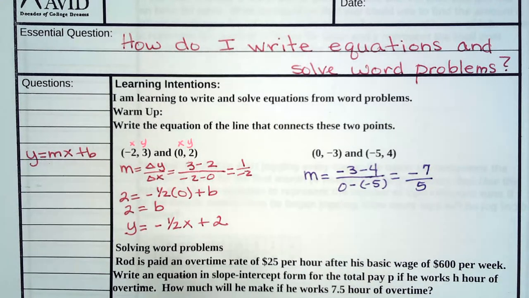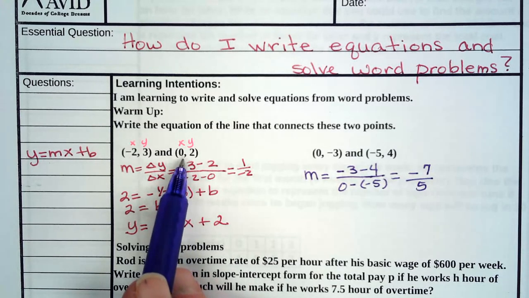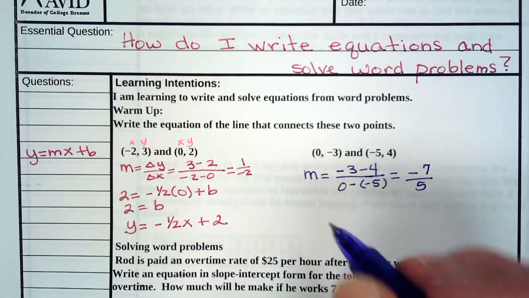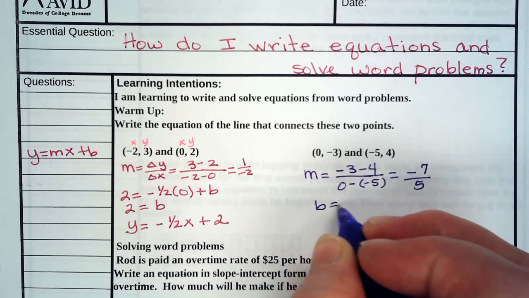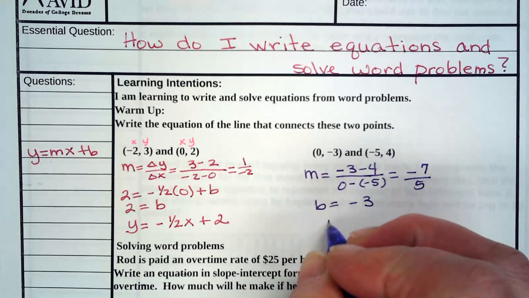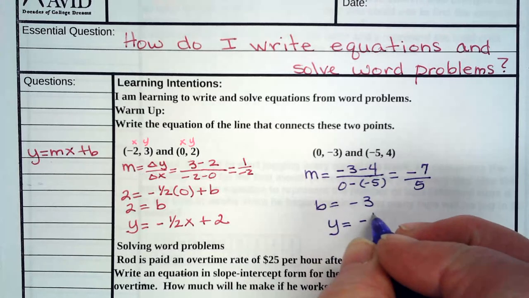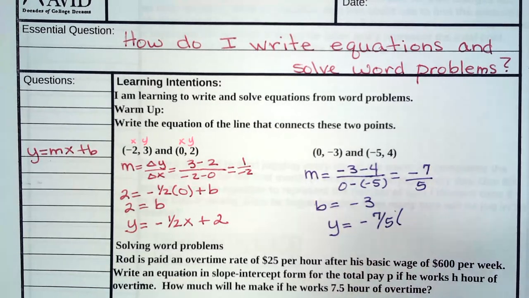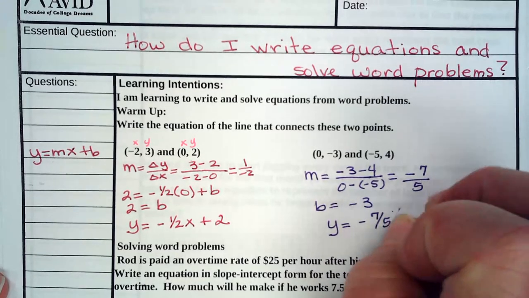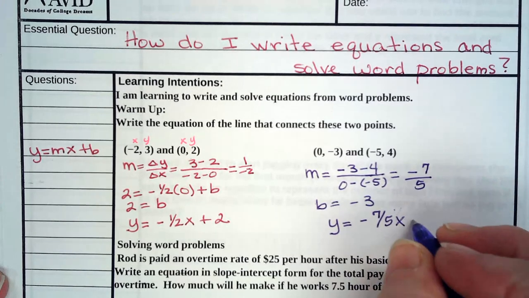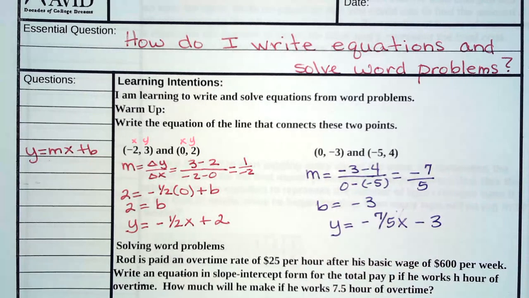Now, do you remember what happened when x was 0 here? Well, we've got x is 0 here, so what is my b value? Negative 3 is the correct answer. Y is equal to negative 7 over 5 times x minus 3. And we're done.